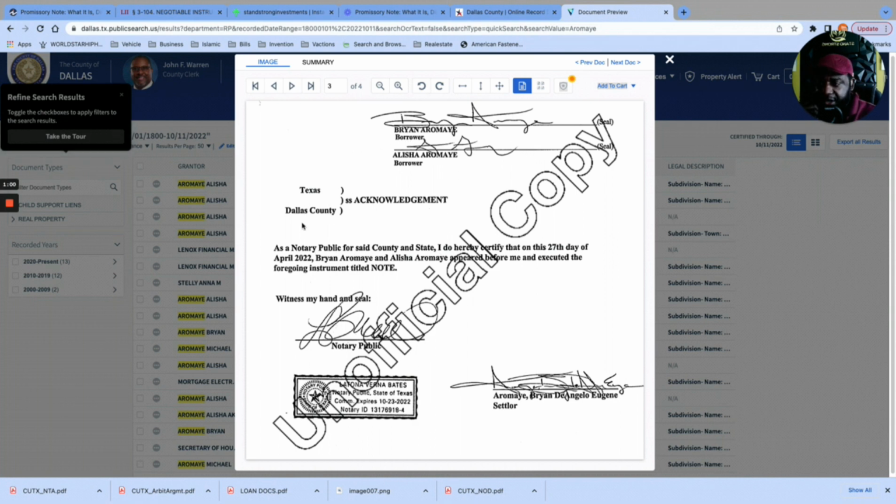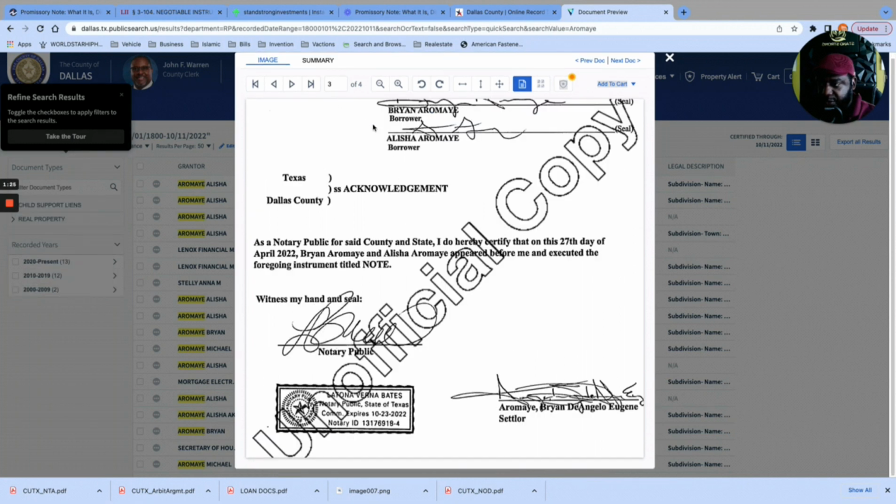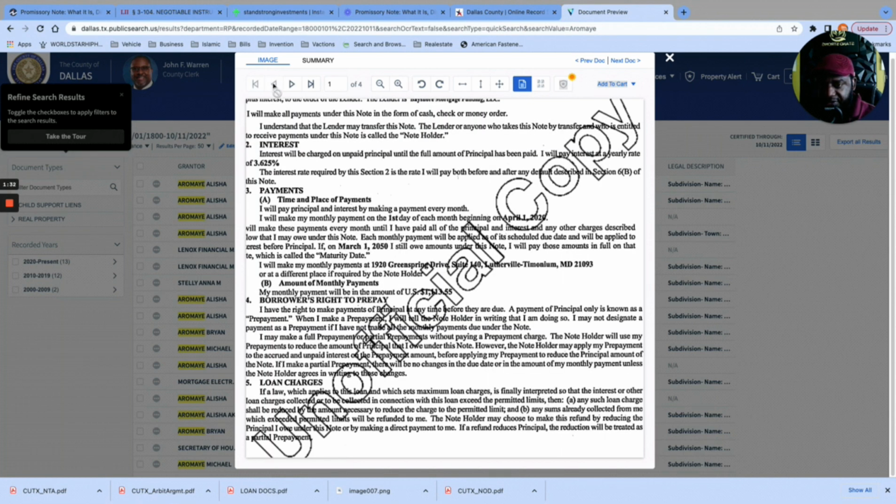We have an acknowledgement of a third party bearing witness to the parties being present and involved on this document. You have the all caps name here as the borrowers, and then you have the notary signature, and then you have this endorsement of acceptance signature, which is actually the settler. All right. Yes, so we have an actual recorded note. But guess what? This serves as evidence that the obligation has been fulfilled.